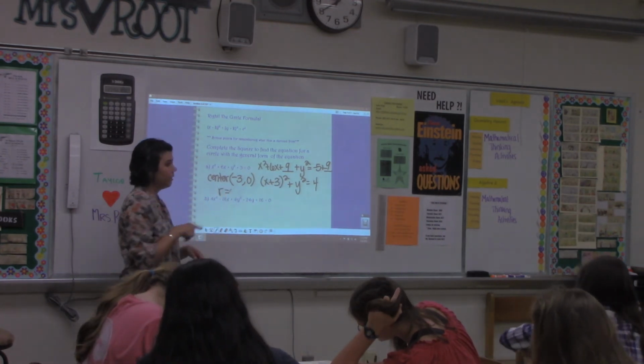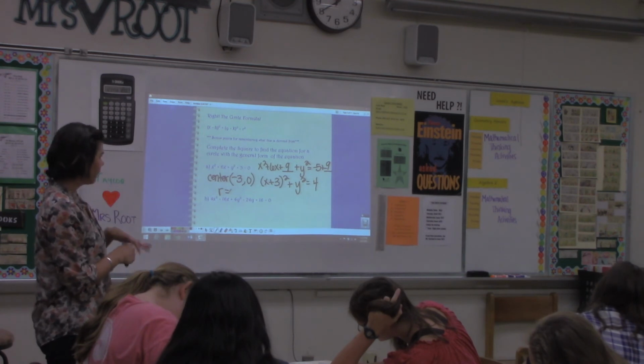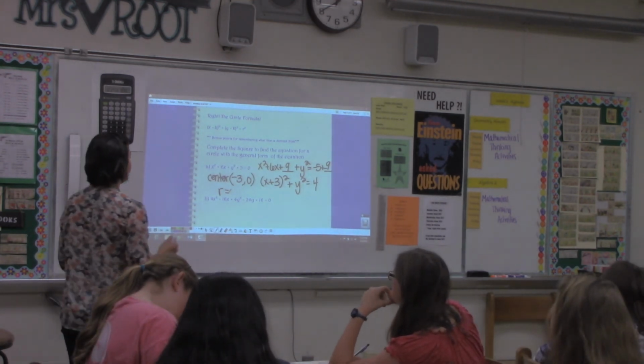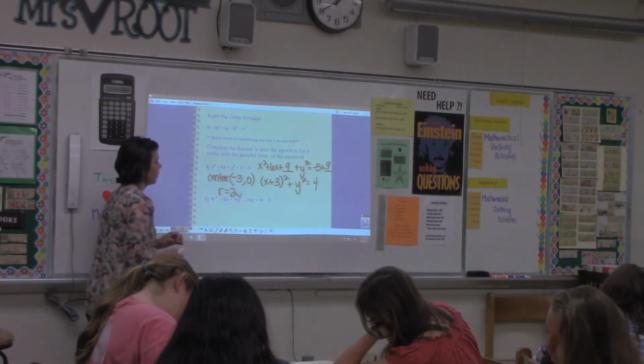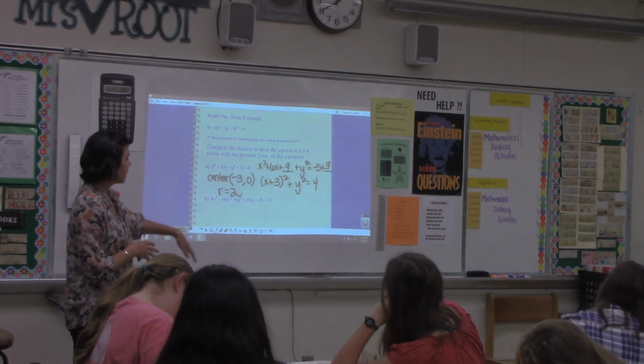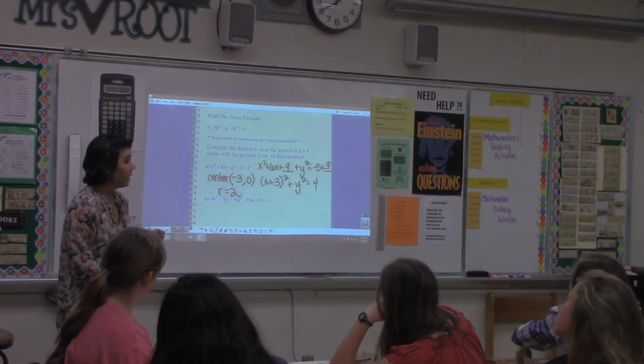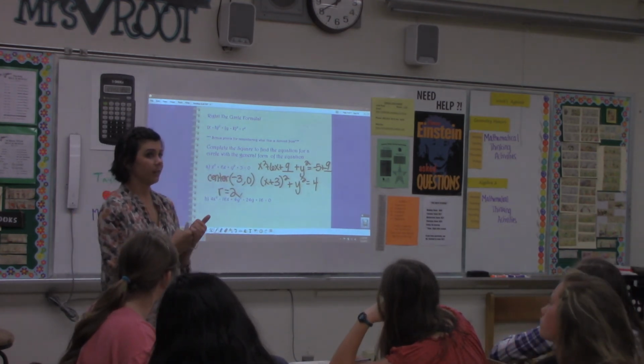One last question, and then we'll finish the lesson. What is the radius in this example? 2. Good. And that's just coming straight from what we learned with circles this year. Do you guys have any questions on completing the square?